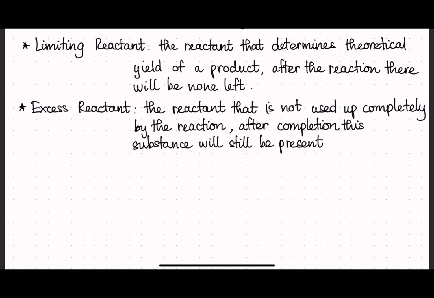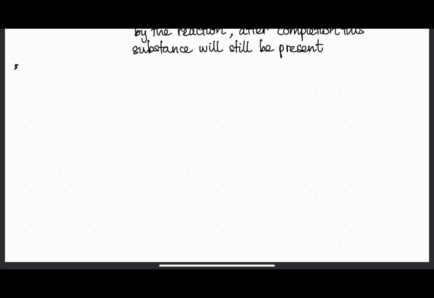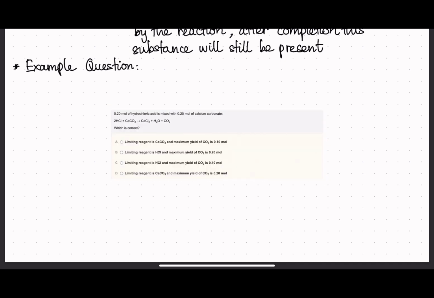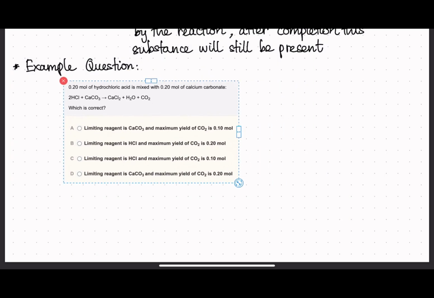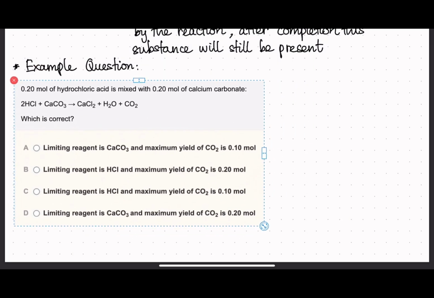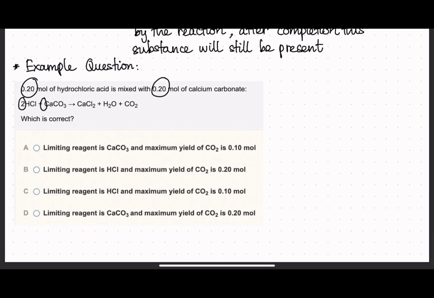Okay, so then the example question. We have 0.2 mole of hydrochloric acid mixed with 0.2 mole of calcium carbonate. So here they give you the number of moles, but sometimes they give you the amount in mass, so you just have to convert it into number of moles and then compare. And in the equation, the ratio between hydrochloric acid and calcium carbonate is 2:1.